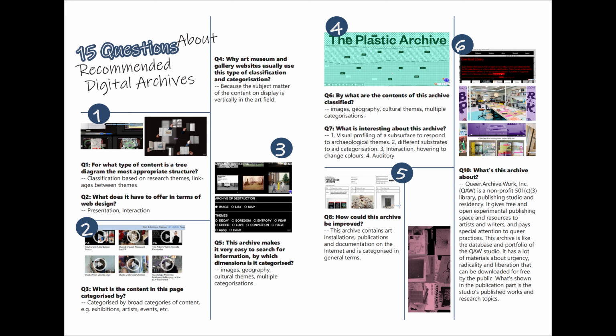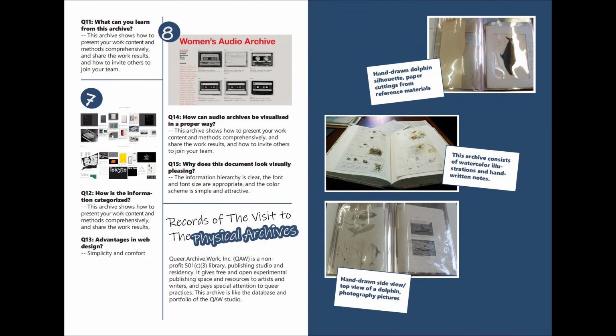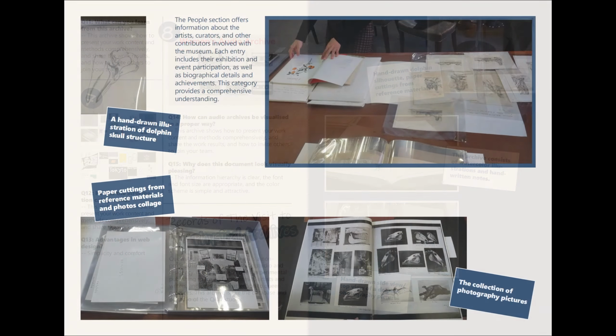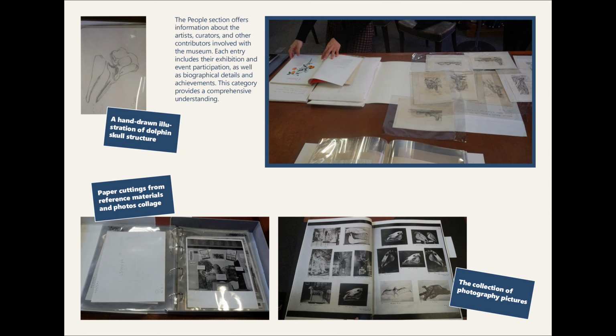Then the whole class was separated into 4 small groups and led by the tutors on a visit to museums which collected physical archives. We visited the Natural History Museum. Some of the archives in the museum include hand-drawn illustrations, handwritten scripts, and photographs. Photography is the most common research approach used in these physical archives, helping to document and study the materials.